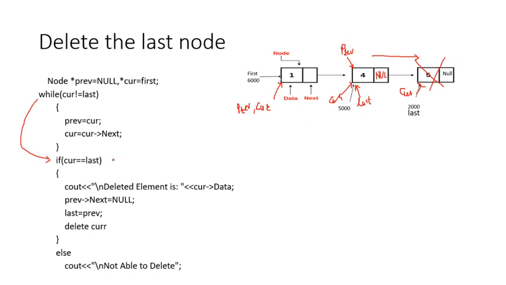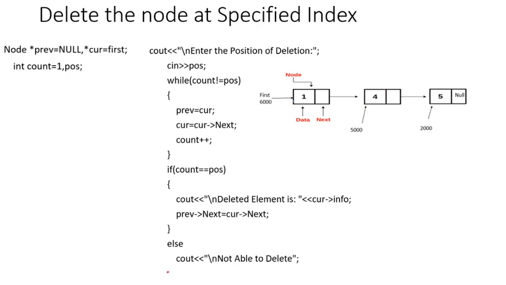If this is not the case, then control will come to the else part and it will show you that deletion cannot be performed. Now the third case of the deletion is deletion of the node at a specified index. Consider that I want to delete the node at index 2.